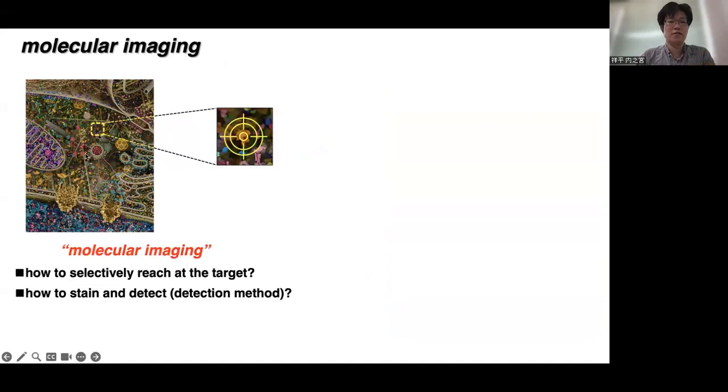So this is our target. For this goal, there are two important points in molecular imaging. One is how to aim at this target. And the other is how to stain, I mean, how to detect. So this is our target.